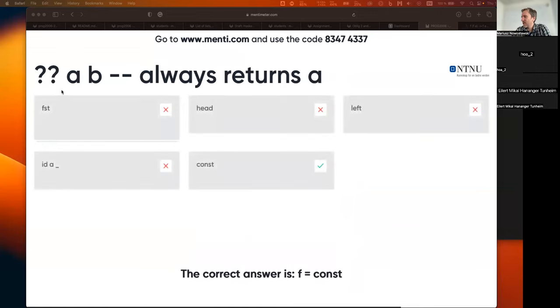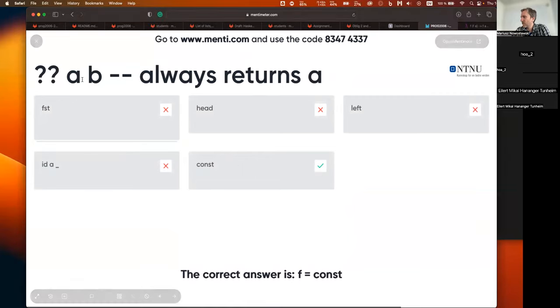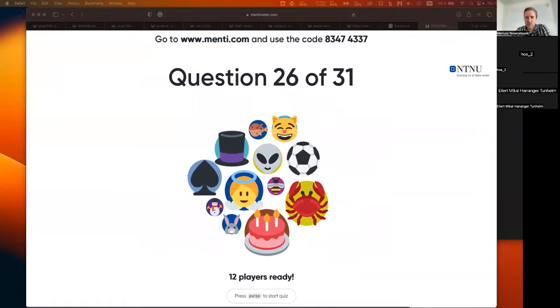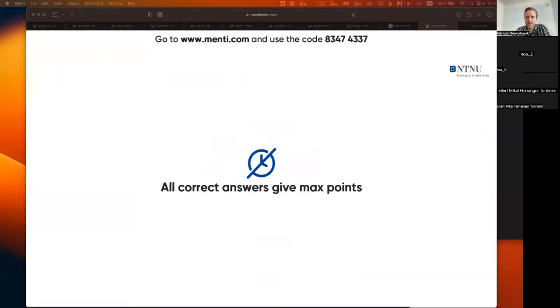Okay, so in this case, it's a const. So this one is the correct answer. We want const because const ignores the second argument and returns you the A. All right, so then we have 2 quick quizzes.